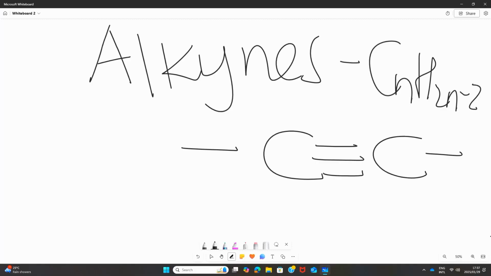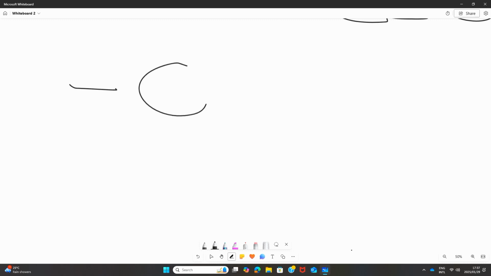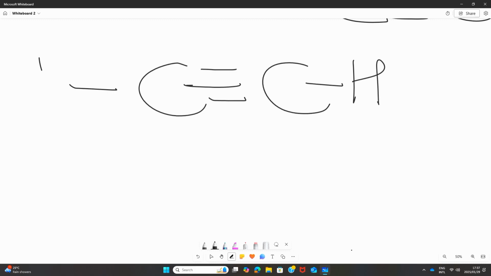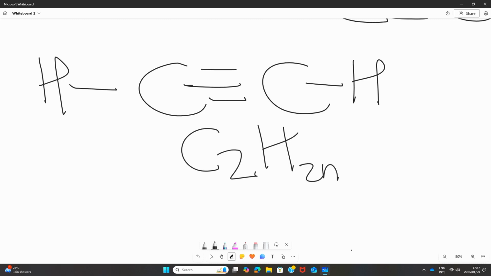Now your simplest alkyne would be an alkyne that consists of 2 carbon atoms. So let's draw the structural formula for that. It's carbon, triple bond, carbon, and then hydrogens. To write the molecular formula, it would be C2 because there are 2 carbon atoms, and then H2n minus 2, which is 2 times 2, which is 4, then minus 2, so it would be C2H2. This is the molecular formula for your alkyne.